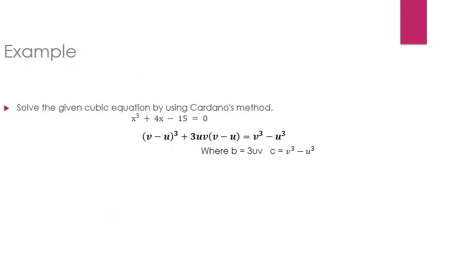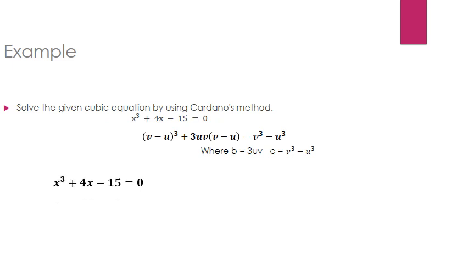Alrighty, so we have the following example. Solve the given cubic equation by using Cardano's method. And the given cubic equation is x to the third plus 4x minus 15 is equal to 0. In the previous slide, we concluded that our depressed cubic equation can be solved by employing the following identity, where b is equal to 3uv and c is equal to v to the third minus u to the third.